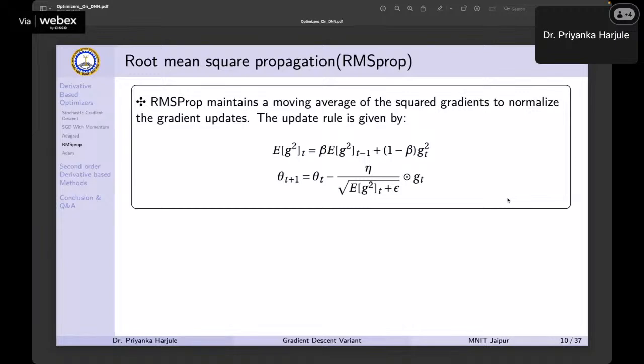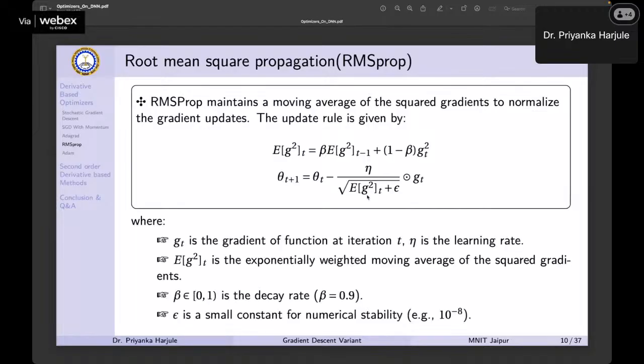Now comes RMSprop, which is again an adaptive learning rate optimization algorithm, designed to overcome the diminishing learning rate problem which was happening in AdaGrad. In RMSprop, we see the update rule has now changed, making the learning rate modified to this term. What is happening here is that a moving average is being used, which is basically an exponentially decaying average of the squared gradients.